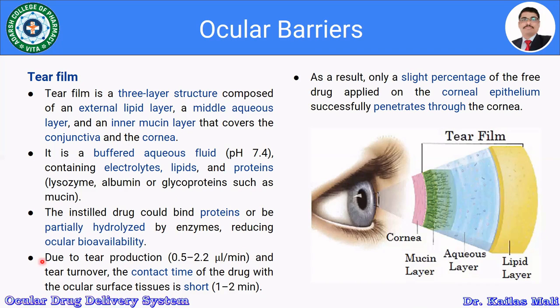Due to continuous tear production at 0.5 to 2.2 microliter per minute and tear turnover, the contact time of drug with the ocular surface tissue is very short, that is 1 to 2 minutes, and as a result, only a slight percentage of free drug applied on the corneal epithelium successfully penetrates through the cornea into the ocular tissue. So in this way, the tear film acts as the barrier for movement of drug.